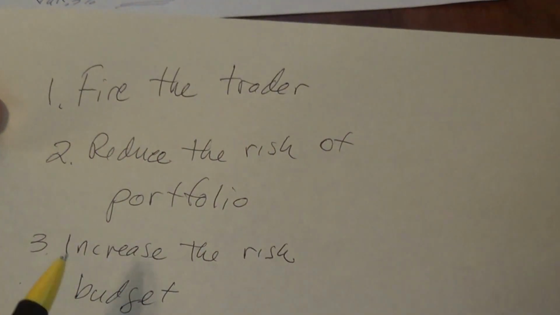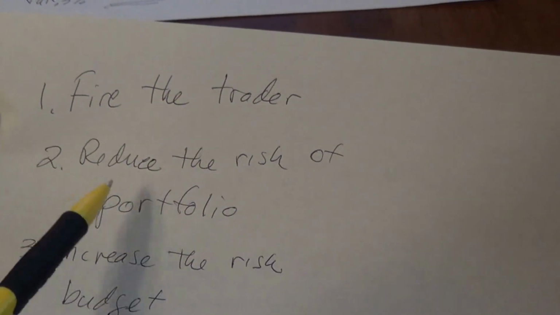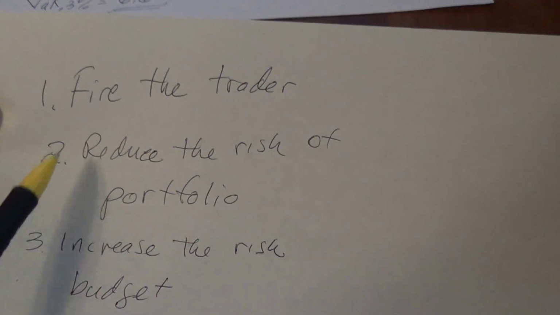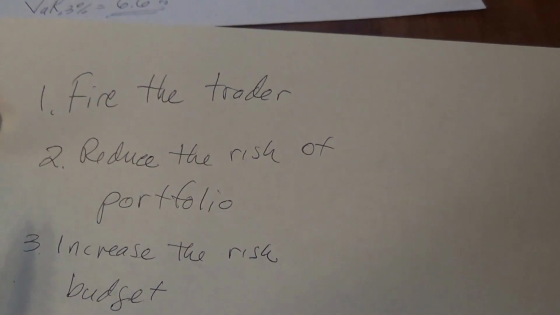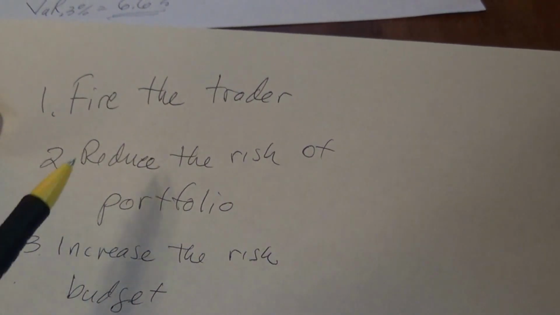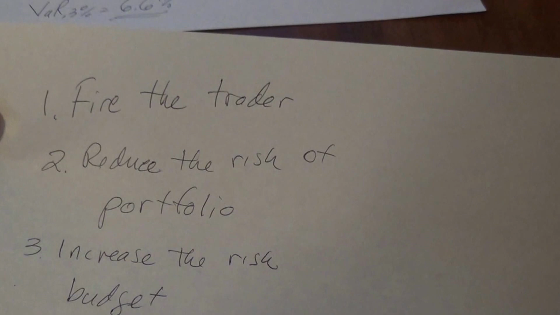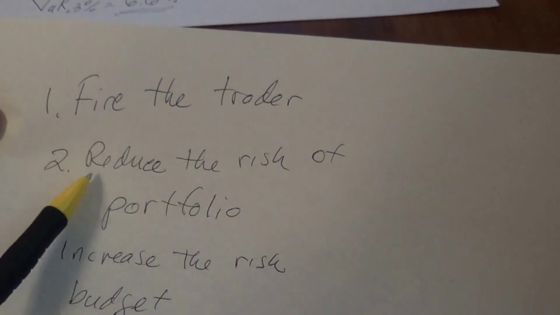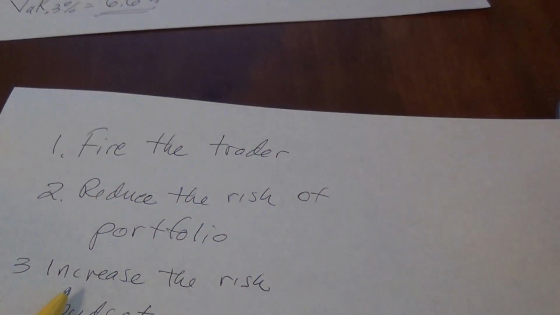If they had not exceeded, then obviously the trader wouldn't be fired. What they could do is nothing because they're within budget, or they could take more risk in the portfolio, or if they wanted, they could reduce their risk tolerance even more. But the more likely thing is for them to do nothing. They're not within budget in this problem, but if they were, they could do nothing, don't fire anybody, or they could actually take on more risk in the portfolio. That ends this video.